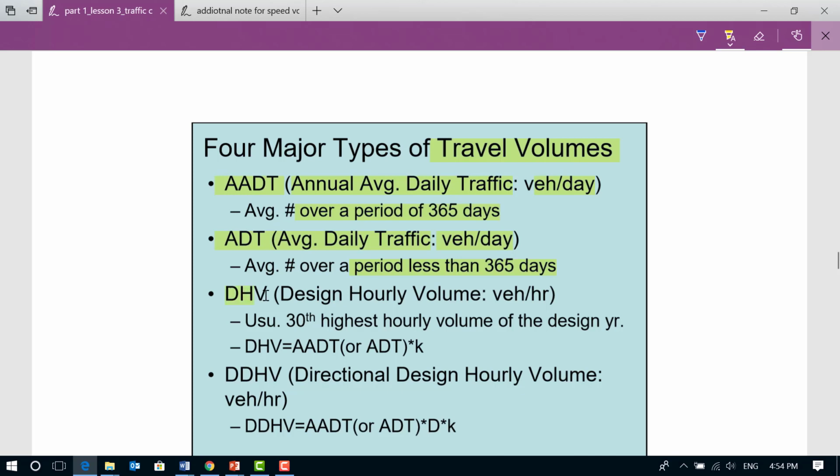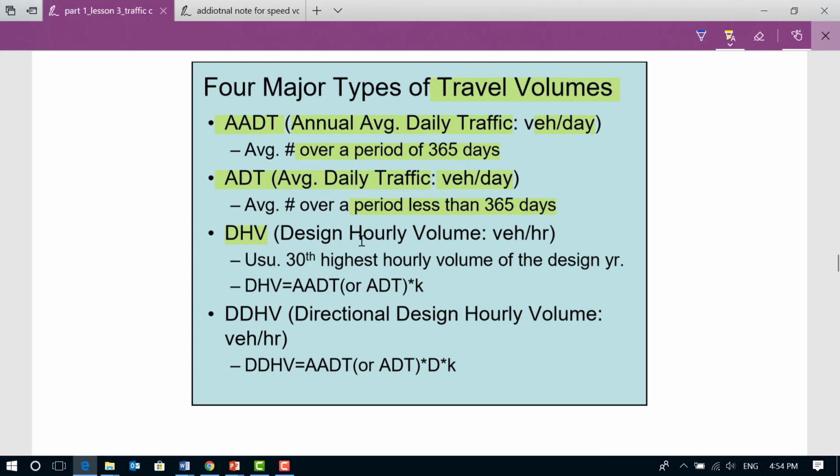And for the design of roadways, usually we focus on the hourly volume. We don't care about the total number of vehicles per day. We actually are more interested in the vehicles per hour. Why? Because for the number of lanes, usually we want to accommodate the travel demand during the peak hours. How to account for the peak hours? Usually only the hourly volume can cover it.